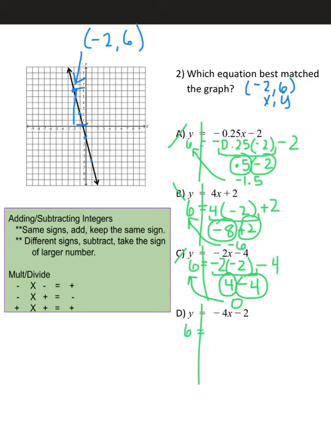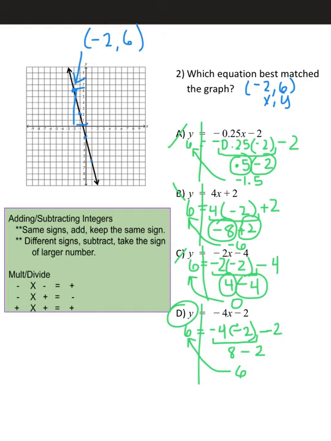So 6 equals -4 times -2 minus 2. And so if I do -4 times -2, negative times a negative is positive. 4 times 2 is 8. 8 minus 2 is going to be 6. And 6 does equal 6, so there we just confirmed that D is the answer.